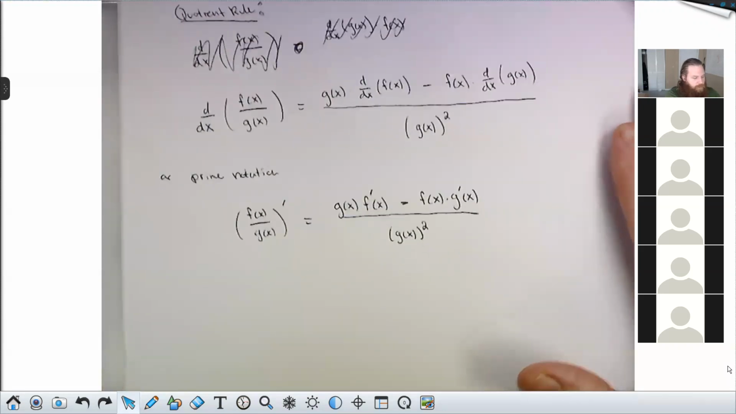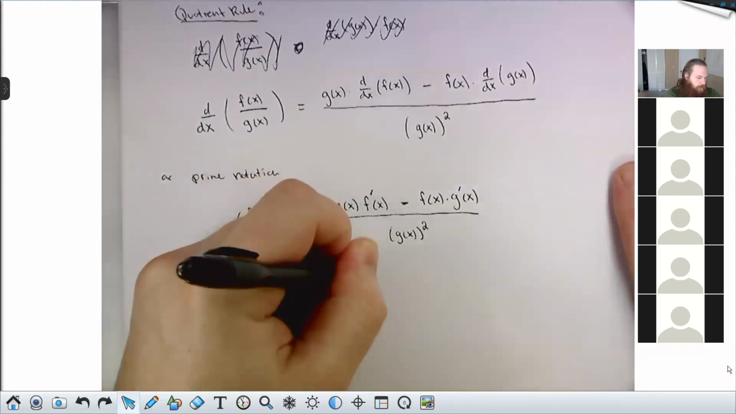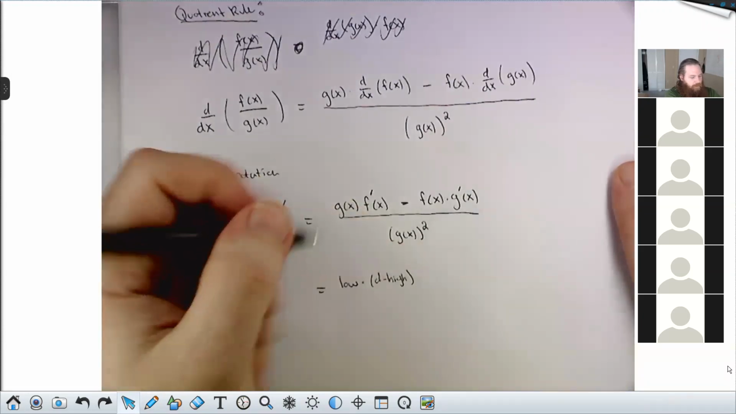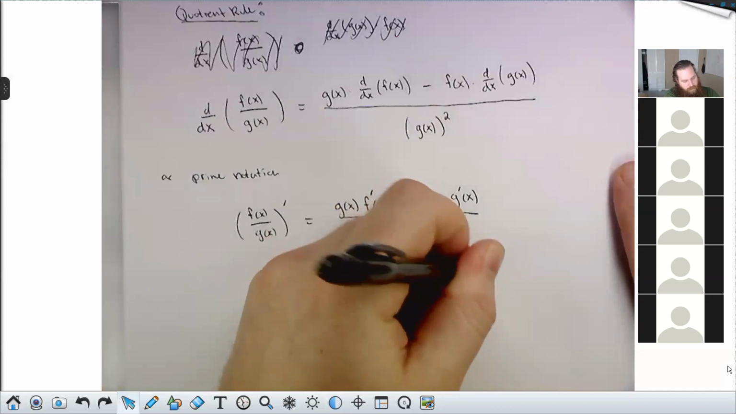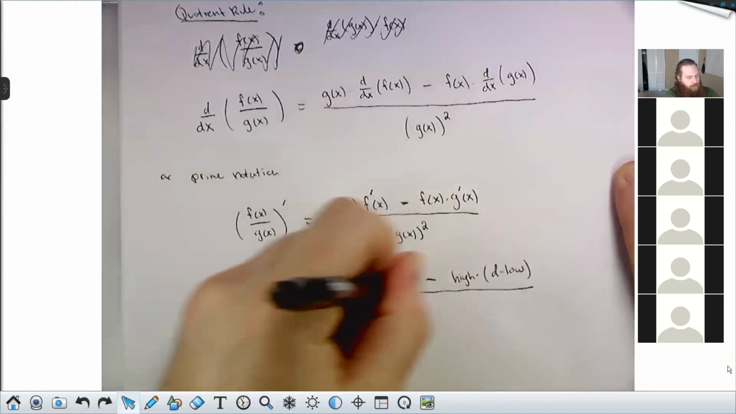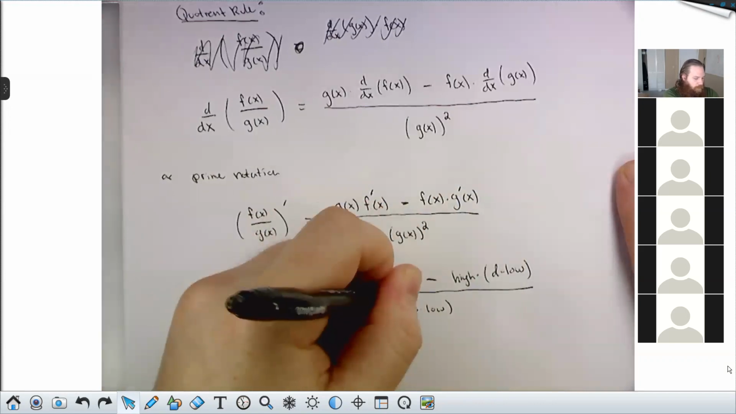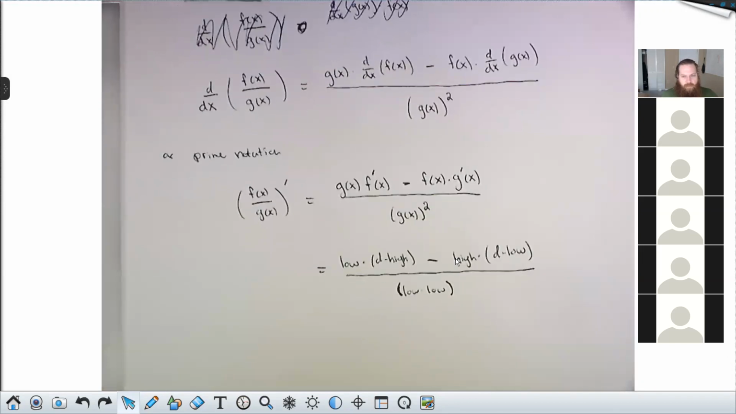The way people remember this is as low times the derivative of the top, d high, minus high times d low, over low times low, or low squared. So you'll hear people kind of reciting this under their breath during calculus tests a lot. Low d high minus high d low over low. It's a mnemonic for remembering the quotient rule.